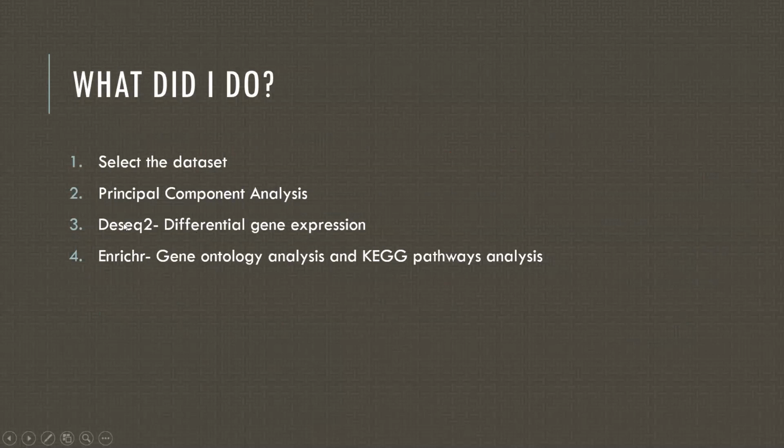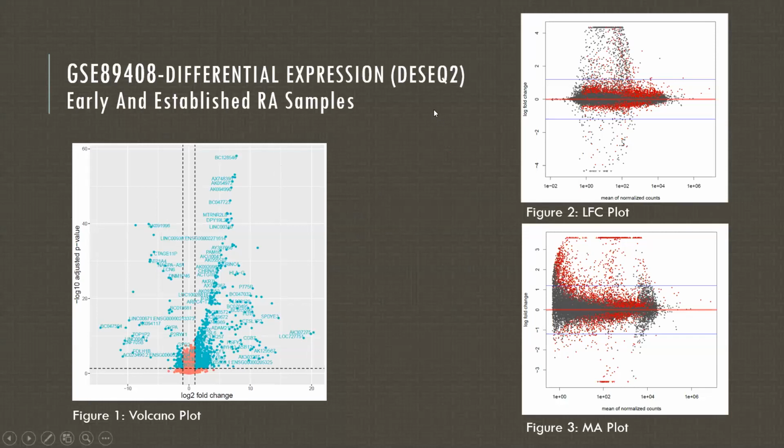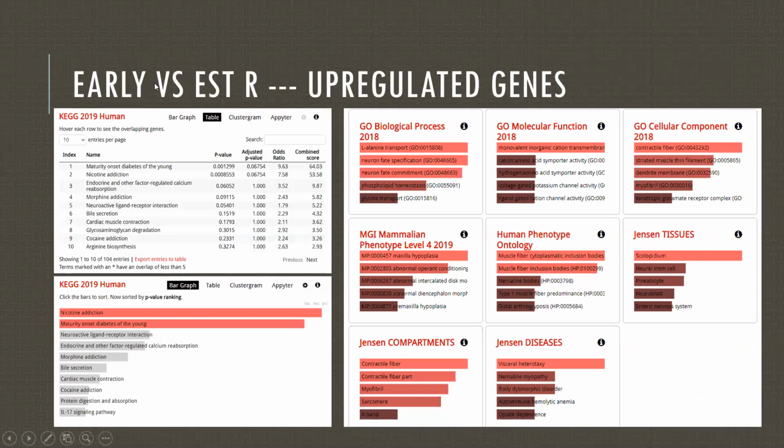Then I used DESeq2 for differential gene expression analysis. And then I did Enrichr analysis to look at the gene ontology and KEGG pathways. And I want to show them to you today. And these are my DESeq analysis results. This is for the early and established rheumatoid arthritis patients.